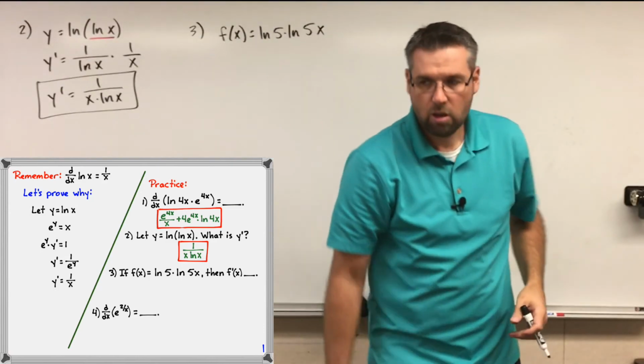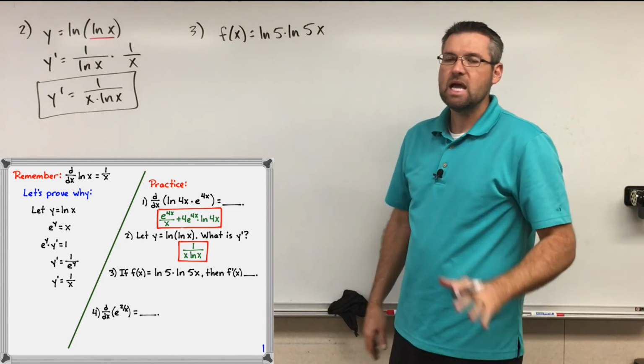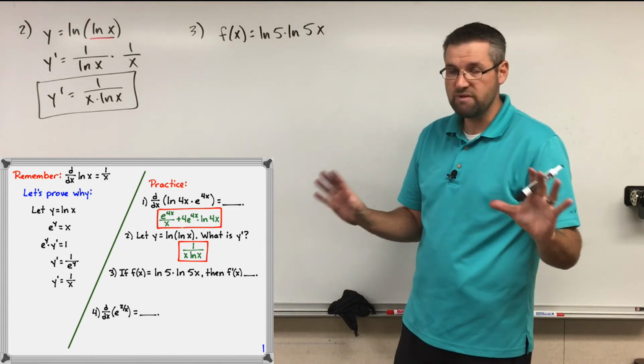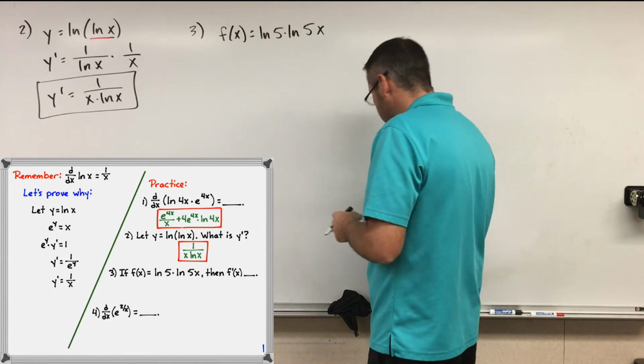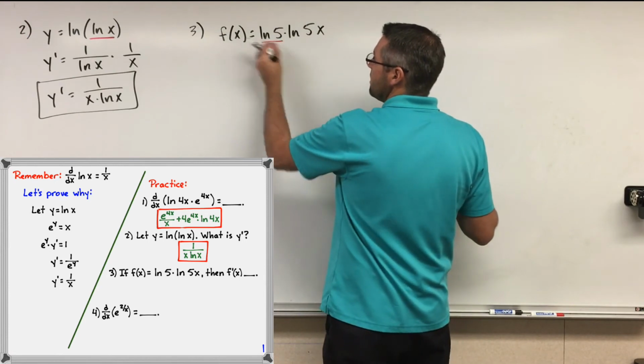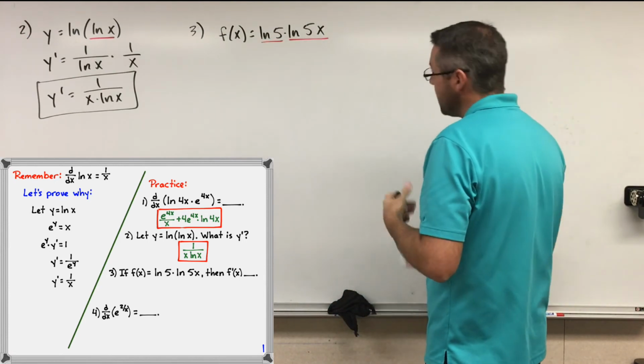Well, some students might say right away, I'm going to use the product rule. And there's nothing wrong with using the product rule. In fact, I'll go ahead and do it here so you can see it. So we can see for some of us that the natural log of 5 is the first function, and the natural log of 5x is the second function.